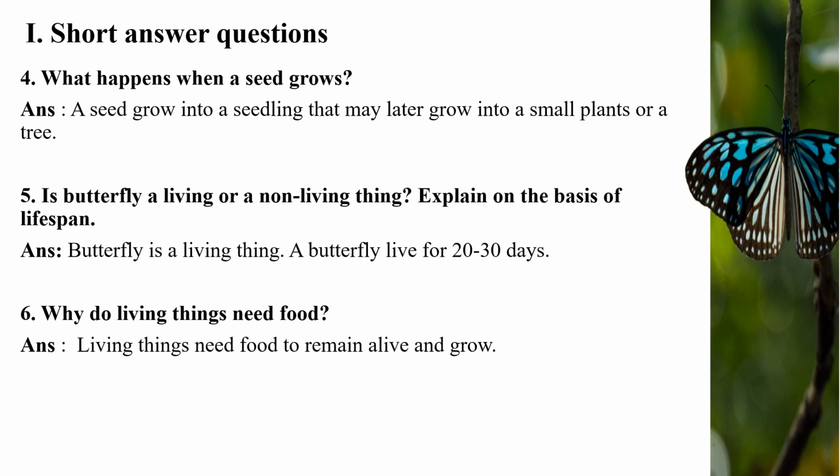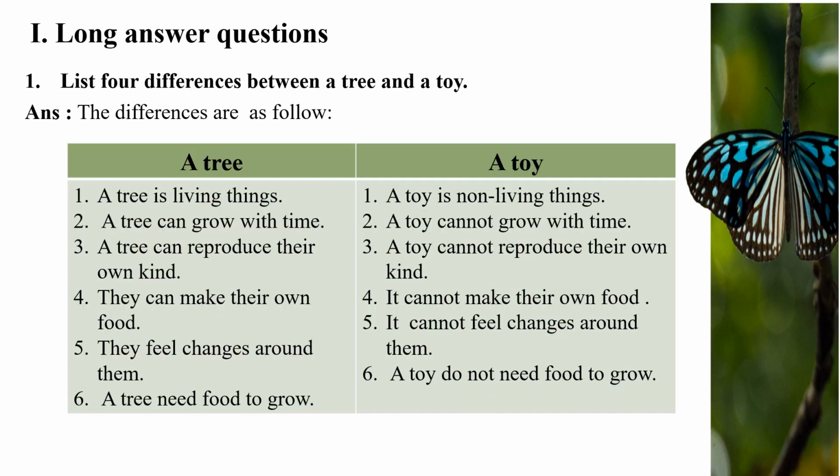Fifth question. Is butterfly a living or a non-living thing? Explain on the basis of lifespan. Answer. Butterfly is a living thing. A butterfly lives for 20 to 30 days. Sixth question. Why do living things need food? Answer. Living things need food to remain alive and grow.